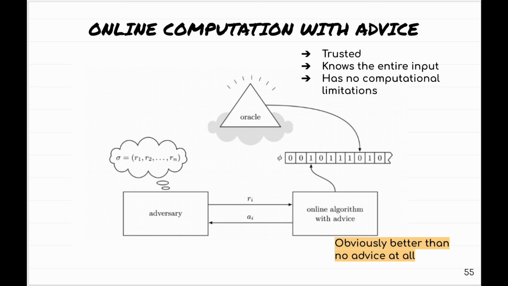Other problems require more information. For example, like the stock market problem. For us to have an online algorithm na laging optimal yung sagot, we will need the encoding of the entire output sequence.